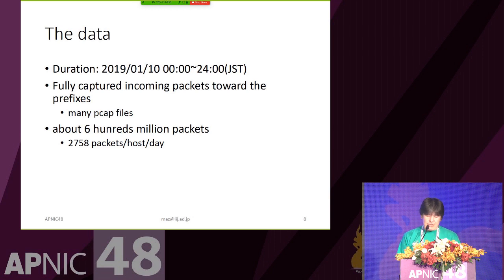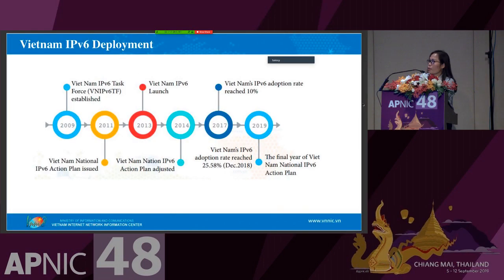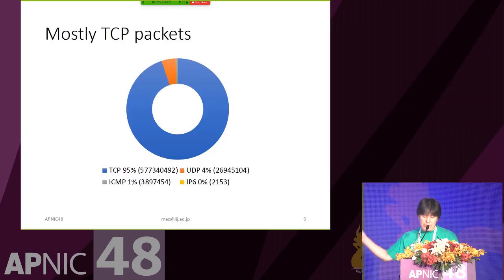So here I use 24 hours of capture data. I just used tcpdump to capture the incoming packets toward the prefixes we announced. We got about 600 million packets. So it's like 2,700 packets per host per day. Yeah, could be, right? Mostly TCP packets, same as our traffic profile of the internet, and we have TCP, UDP, ICMP and IPv6.